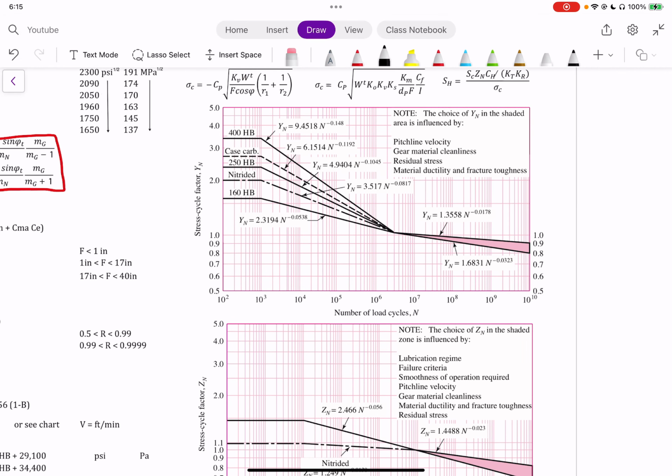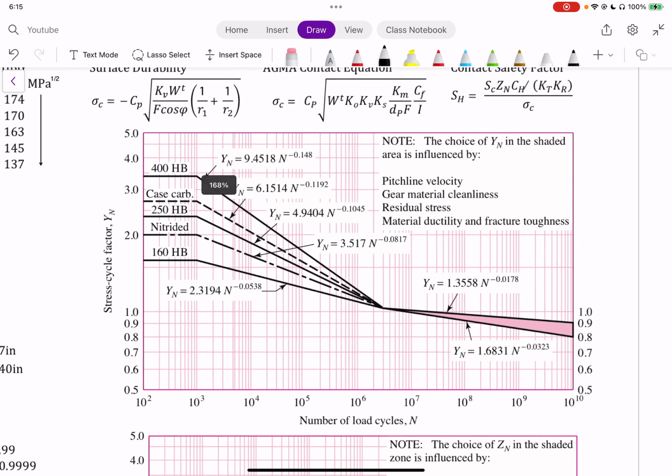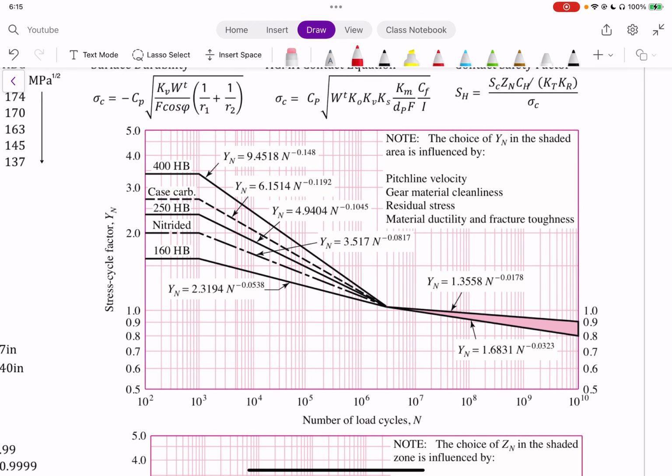The ZN chart works in exactly the same way as the YN chart. It's just a slightly different chart. And we also have equations that we can plug in directly. So sometimes it's easier to use the equations. You can use the chart or the equation. It's up to you. But we have this information.